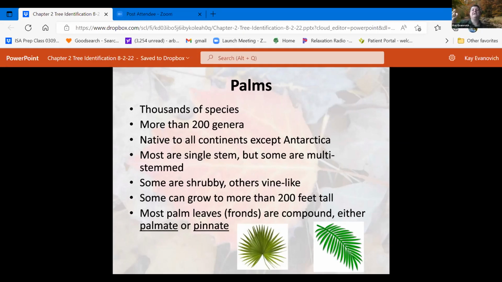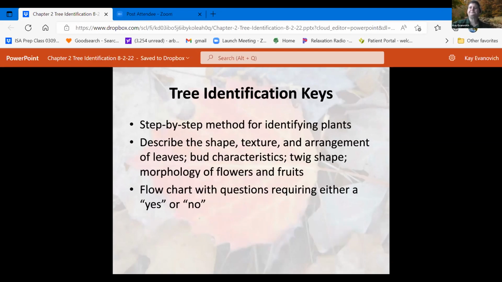And most palm leaves, or fronds, are compound. They're either palmate, remember we talked about what a palmate looks like, or pinnate. Pinnate, to me, always looks like a feather. Think of a pin feather, and then you can recognize that pinnate leaf a little bit easier, right?